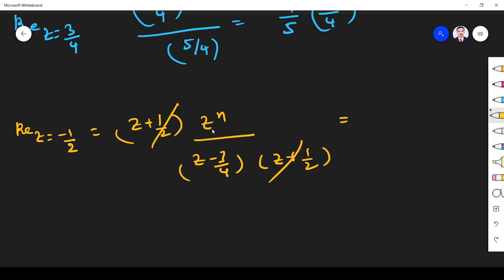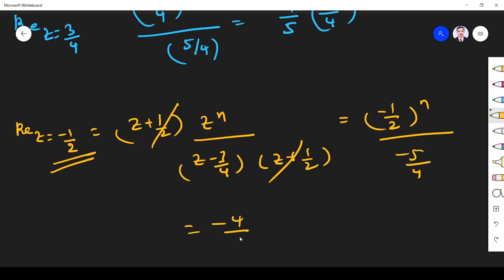Z is equal to minus 1 by 2. I substitute here because I have to find the residue at minus 1 by 2. So (minus 1 by 2) whole power n divided by (minus 1 by 2 minus 3 by 4), which is minus 5 by 4. So it is minus 4 by 5 into (minus 1 by 2) power n. This is the residue at minus 1 by 2.